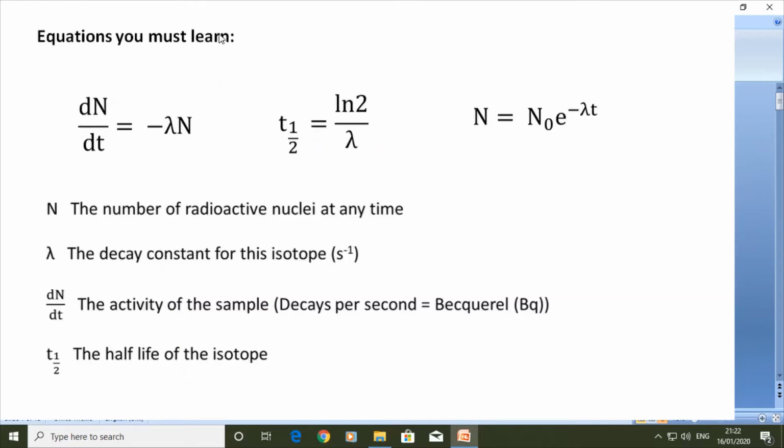Here are some important equations which you must learn. dN/dt is the activity, the rate of change of N, and that equals minus lambda N. T half is the half-life, and that's equal to log 2 over lambda. So lambda is equal to log 2 over the half-life. And then N equals N naught e to the minus lambda t. N naught is what you start with. N is the value of N at any particular time.